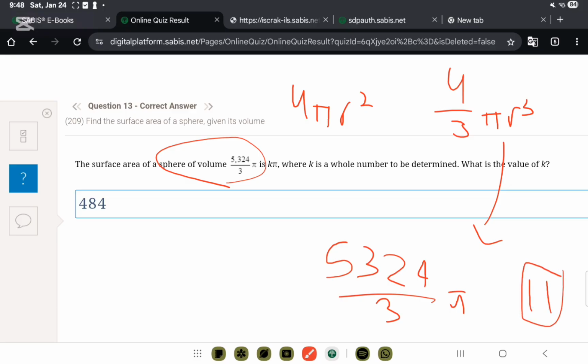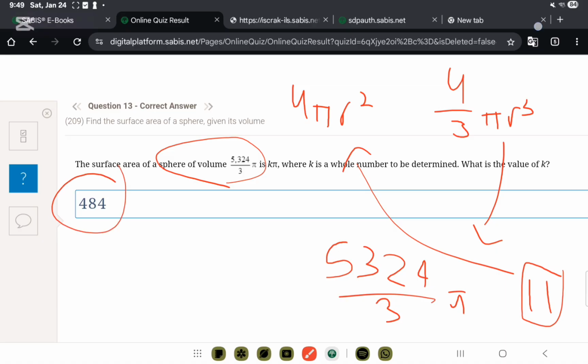Let me just wait for my calculator to load. Come on, bro. Okay, it's going to be 11, I know. You're cooked if your calculator doesn't work.